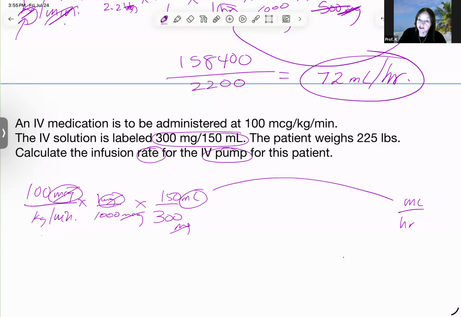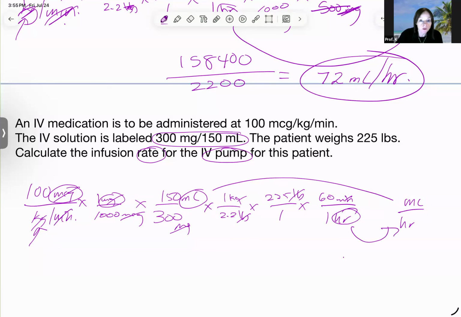So now let's go to the kilogram. To get rid of it, I need a conversion because the weight is in pounds. So 1 kilogram is 2.2 pounds, and the patient weighs 225 pounds. I put that over 1. And I get rid of all the kilograms and all that other stuff. So now I got to get minutes to hours. There's 60 minutes in 1 hour. So you can see how the process is just about getting rid of the unwanted. And if you know where you're going, you can figure it out.